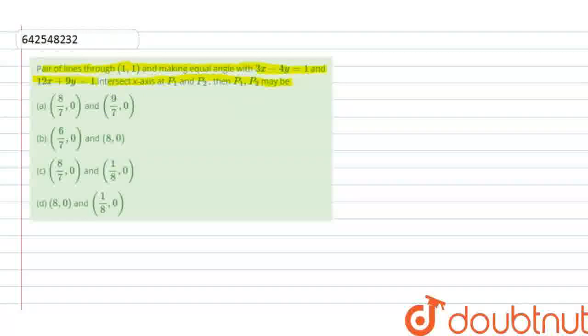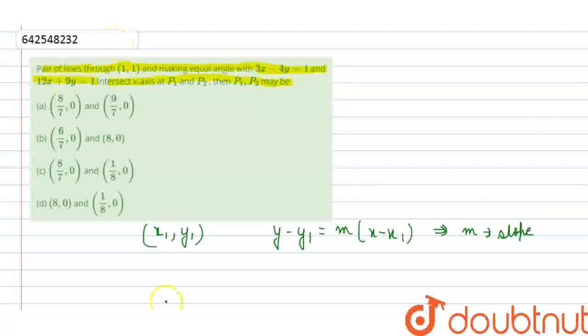Now, if in general a line passes through (x1, y1), what is the equation of that line? That is y minus y1 equals m into (x minus x1), where m is the slope. Okay, now proceeding forward. In the question we are given that the line is passing through point (1, 1), so let the line be L, that would be y minus 1 equals m into (x minus 1).